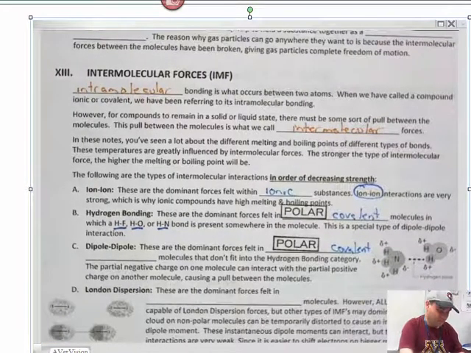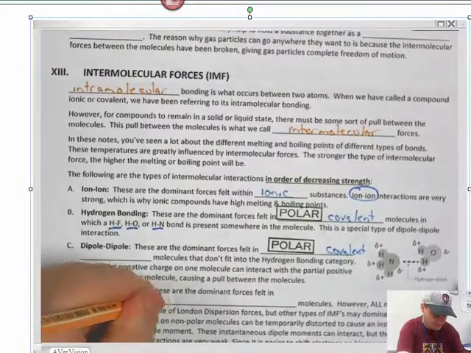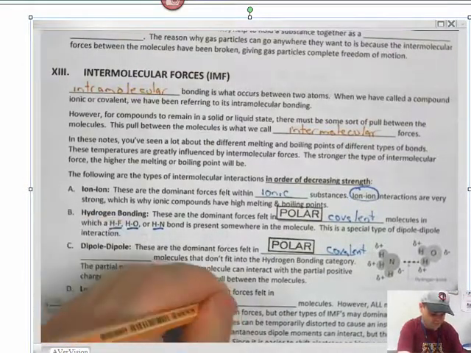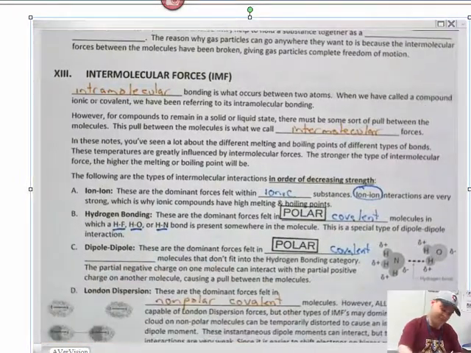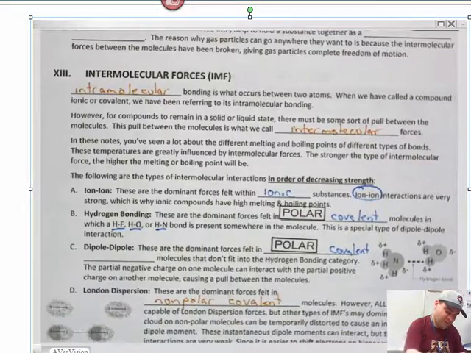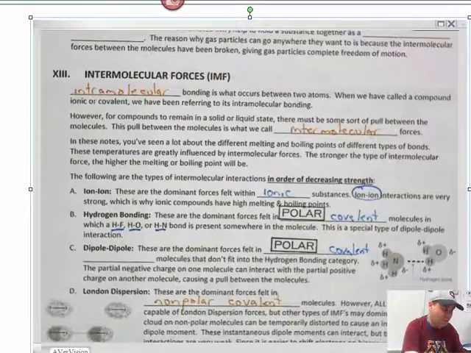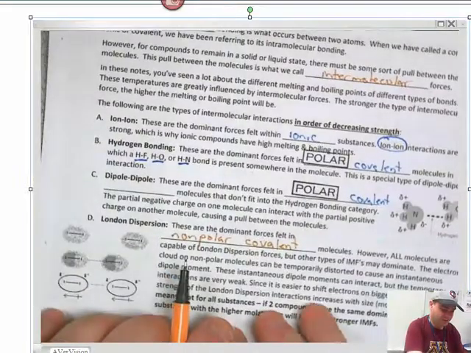And then we get to the last one here, which is nonpolar, which is London dispersion. This is for nonpolar covalent molecules. Yes, I understand when you use the word molecules, it's kind of redundant to say covalent molecules. I got that, but that's what we're saying. This is the weakest force, and these are the ones with the lowest boiling points here.